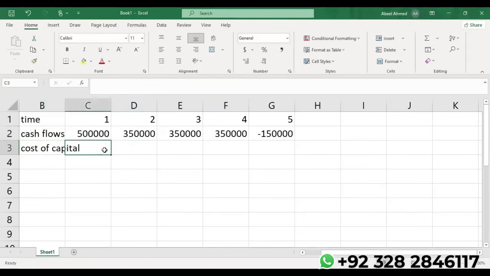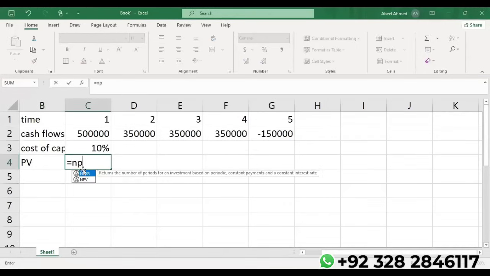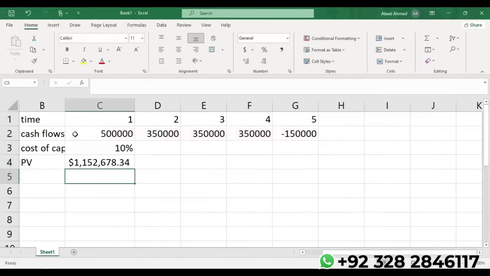Cost of capital is 10%. Let's simply calculate the present value by using the shortcut of NPV, which is available to you in the exam. First, take the rate, comma, select all the values. Students, I'm getting this present value, 115.